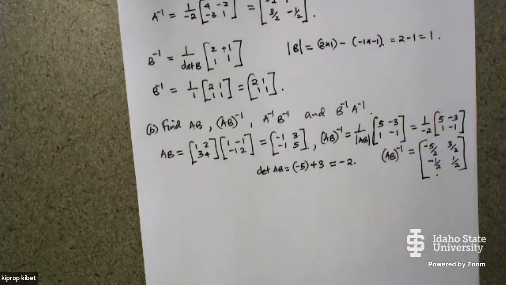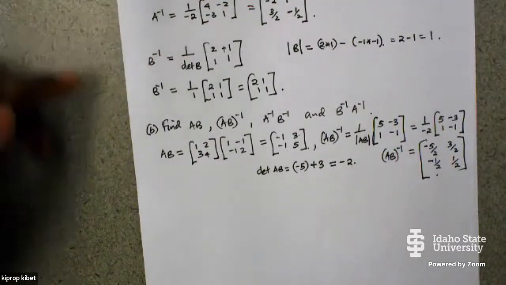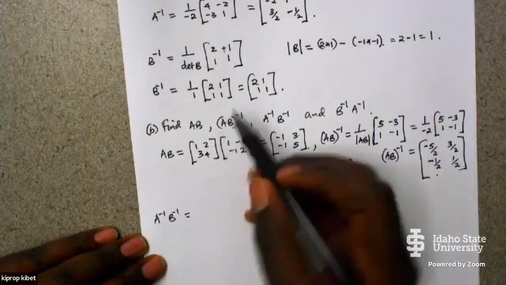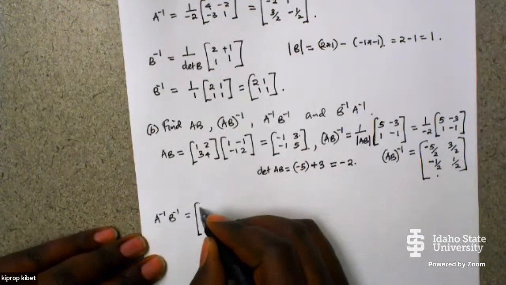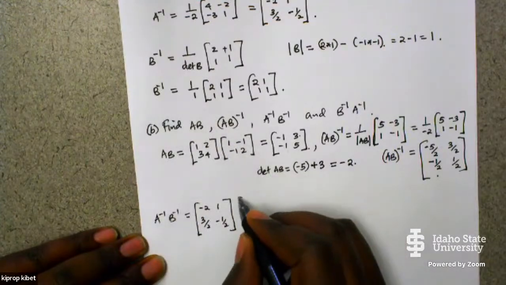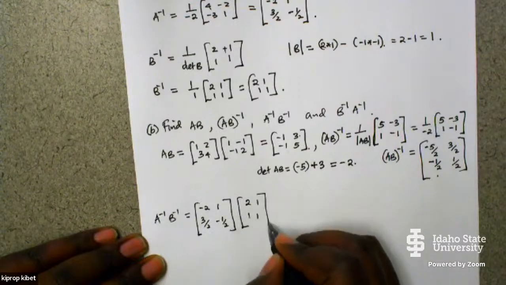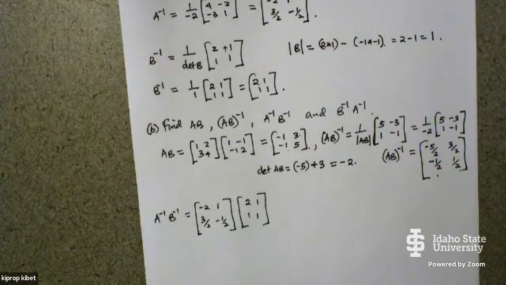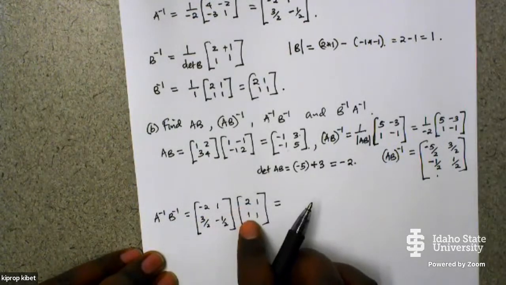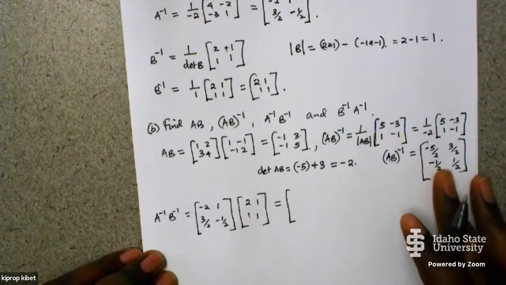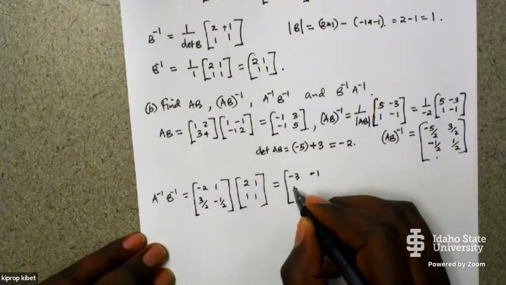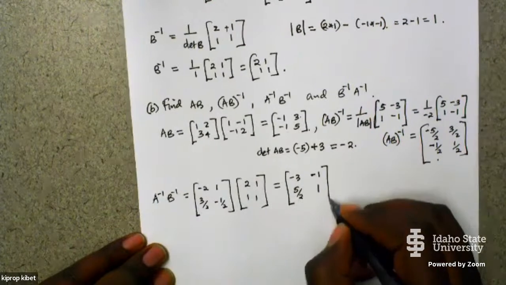Now, what is A inverse B inverse? We already have A inverse and B inverse here. Let's multiply. A inverse is [[-2, 1], [3/2, -1/2]]. Our B inverse is [[2, 1], [1, 1]]. So what do we get there? When you multiply, this and this is -4, that and that is 1, -4 plus 1 is -3. The next one is -1. The next one is 5 over 2. And then the last one is 1.